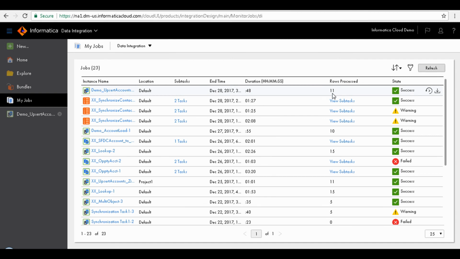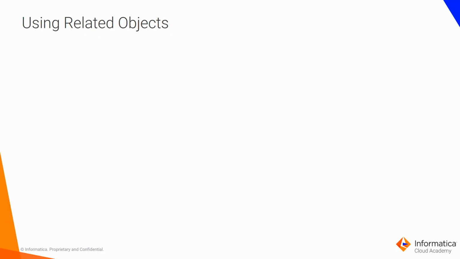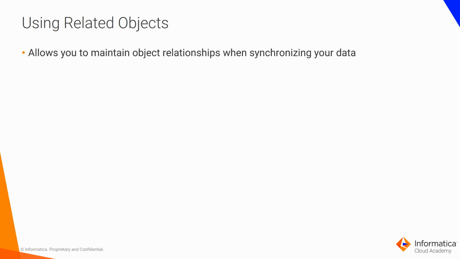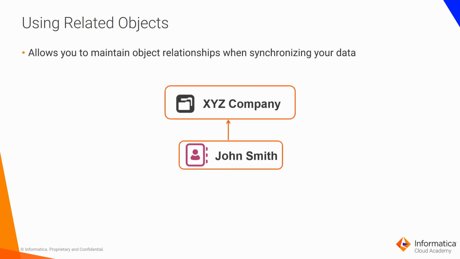This concludes the demo. There is one more topic in this module that is related to what we have been talking about, and that is the Related Objects feature. So if you have relationships defined in your source data, then the Related Objects feature allows you to maintain those relationships as you move that data into Salesforce. For example, say you have a contact that works for a company in your source data. When you move it into Salesforce, the Related Objects feature will translate that into a Salesforce relationship.